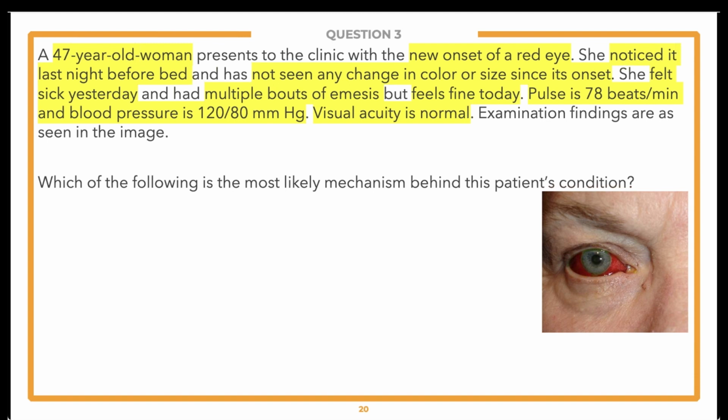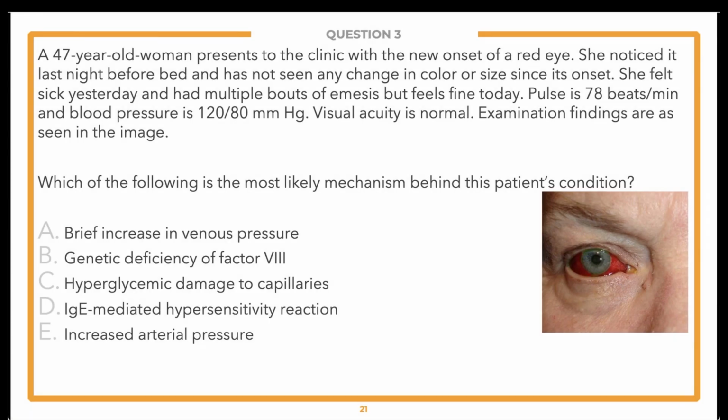So maybe there aren't ongoing systemic symptoms. And looking at her pulse, looking at her blood pressure, what do you think? Is anything jumping out at you, right? Probably not. And then visual acuity is normal. So it's not looking great, clearly, but it's not impacting her vision. So with that, let's go ahead and take a look at those answer choices. And I'm going to go from the bottom to the top once again.